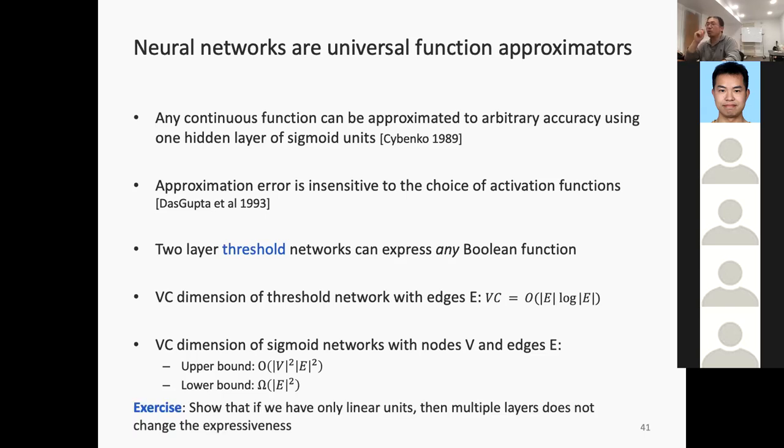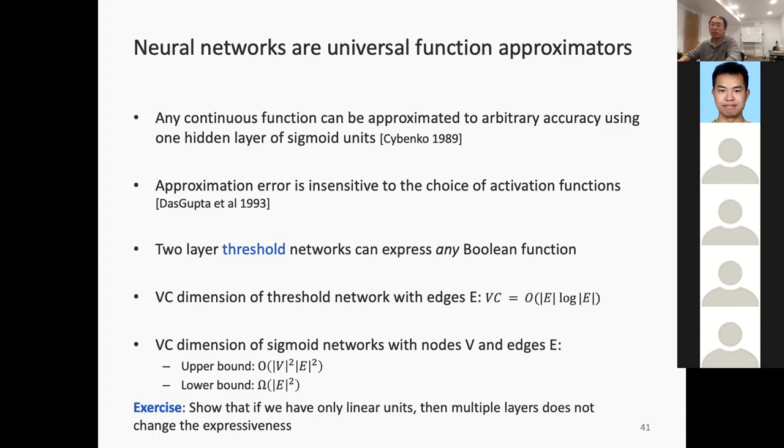So to deepen our understanding of the neural network, I want to leave an exercise for you. This might be one question on homework 5, the last homework. I want you to try to show that if we have only linear units, basically our activation function is just x, not thresholding, not sigmoid, just x, then multiple layers do not change the expressiveness. So try to think about that. It is a bit straightforward, but you need to think about it.